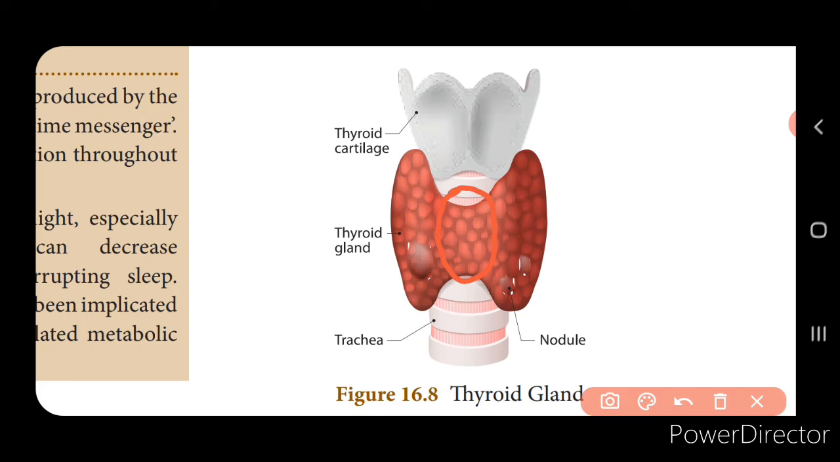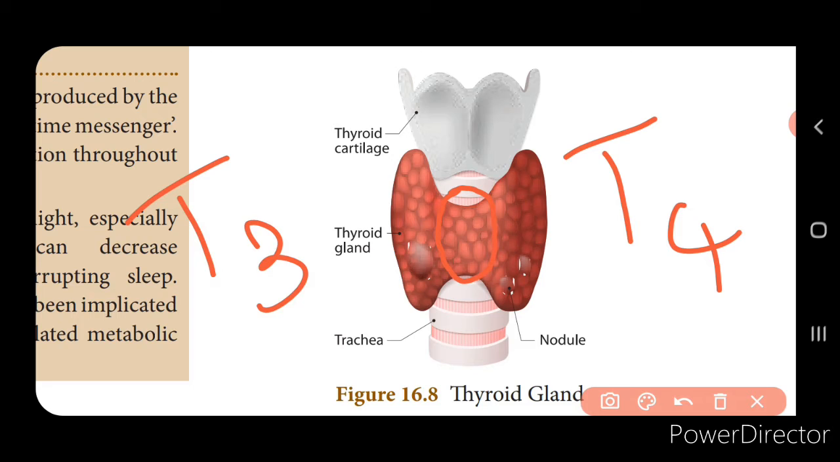And particularly, the hormones that are secreted by the thyroid gland are named triiodothyronine, that is T3, and tetraiodothyronine, that is nothing but the thyroxine, which is T4. So these are the two important hormones that are secreted by the thyroid gland.